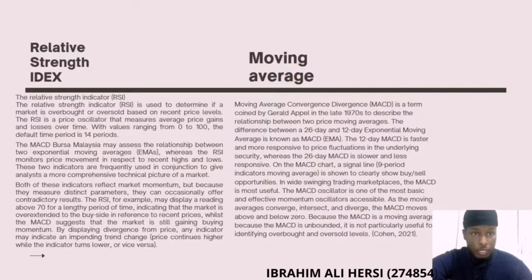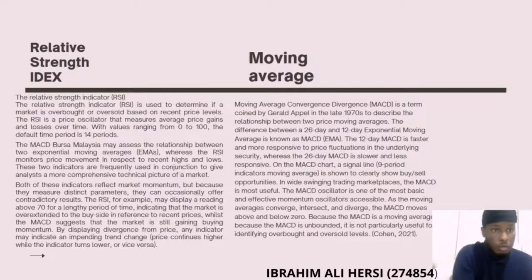Relative Strength Index. Now, the Relative Strength Index, RSI, is used to determine if a market is overbought or oversold based on recent price levels. The RSI is a price oscillator that measures average price gains and losses over time, with values ranging from 0 to 100. The default time period is 14 periods. The MACD may assess the relationship between the two exponential moving averages, whereas the RSI monitors price movement with respect to recent highs and lows.